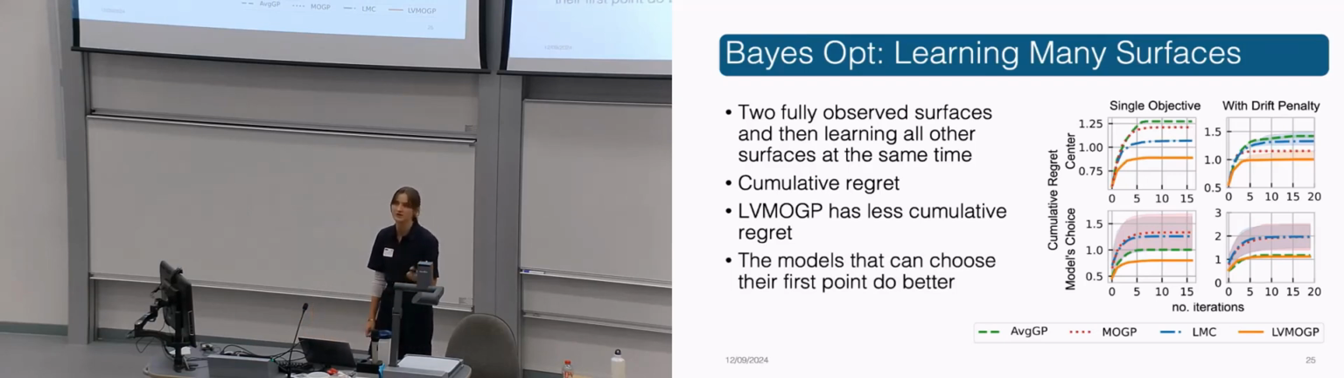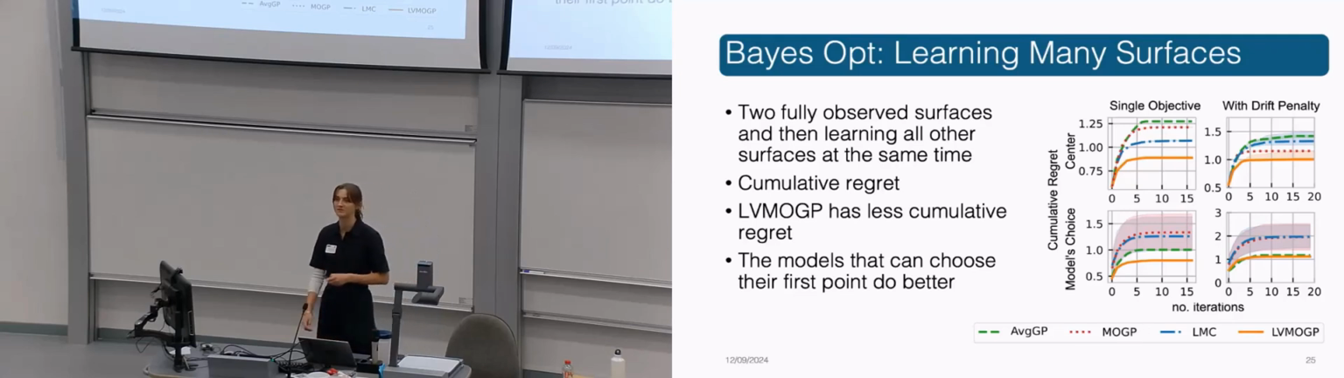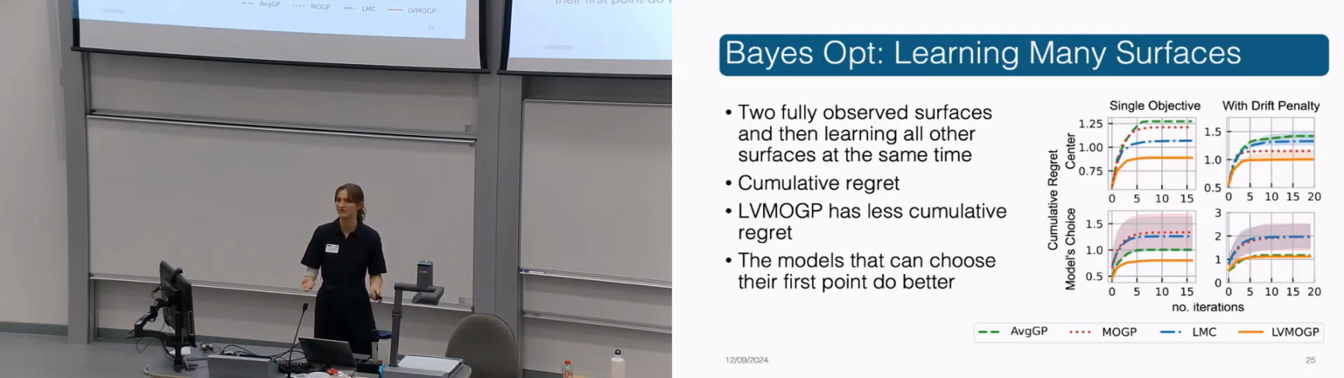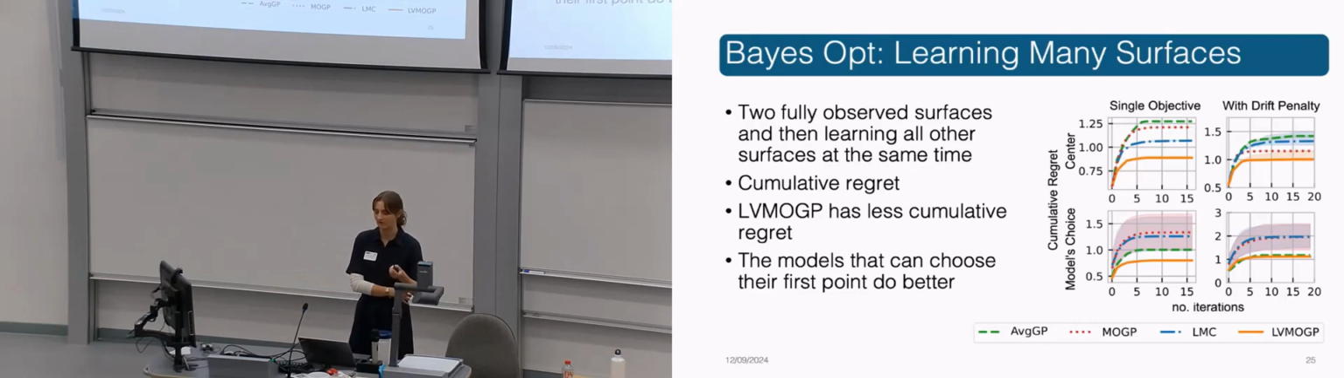The models that can choose their first point tend to do better. So that's actually a really good bonus of this model, that you can choose the first point well. Everyone knows, well, not everyone knows, but it's general knowledge that in Bayes-Opt it makes a huge difference if you start in a good area, a good region.